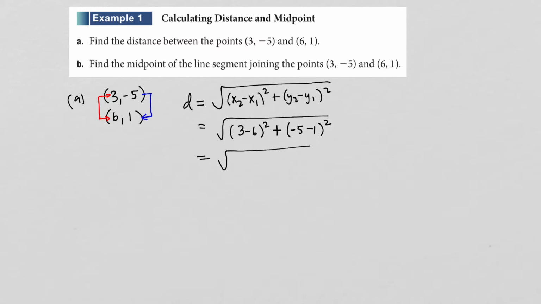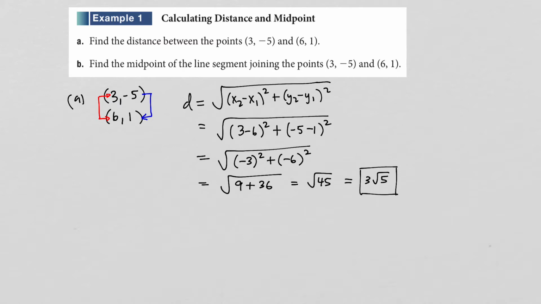So we have the square root of -3 quantity squared plus -6 quantity squared. And this is the square root of 9 plus 36, or the square root of 45. And if you simplify that radical, you get 3 times the square root of 5. This is our exact distance between those 2 points.